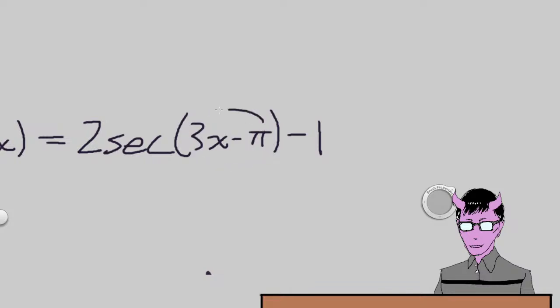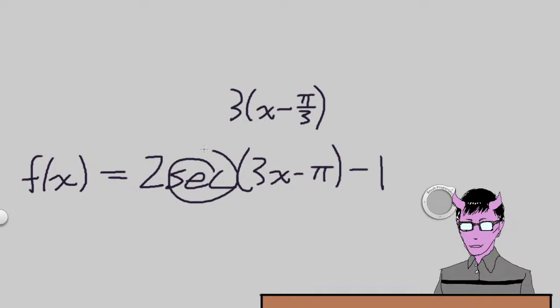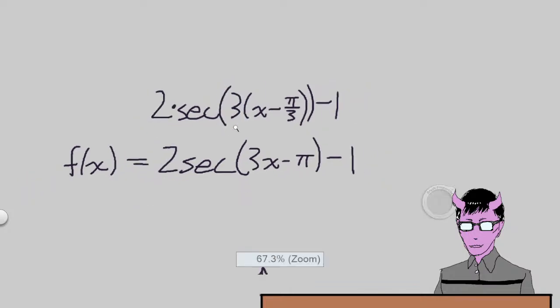So I'm going to go ahead and group those together and factor out the 3 from those. So we're going to get 3 times x minus the true shift, which is pi over 3. Close parentheses. This is a secant. Minus 1, and then 2 on the coefficient for the amplitude change.